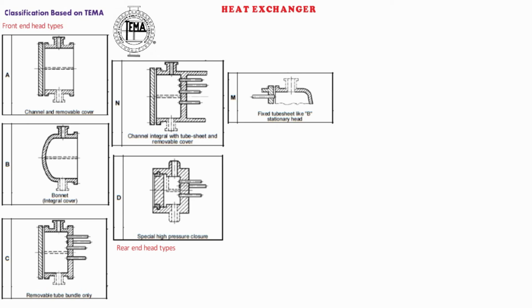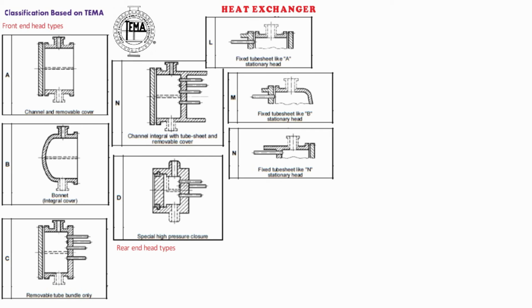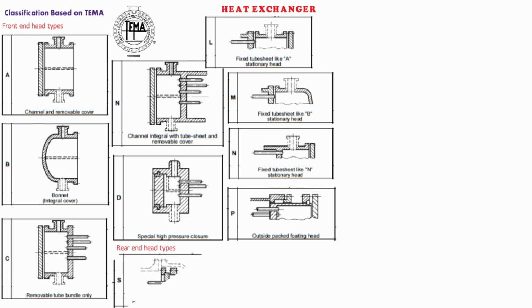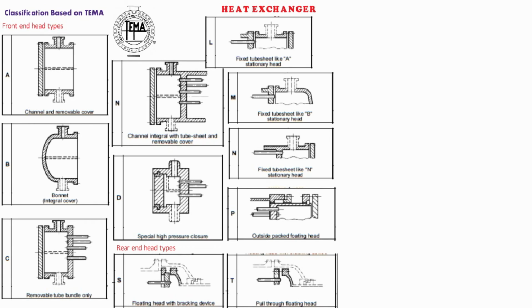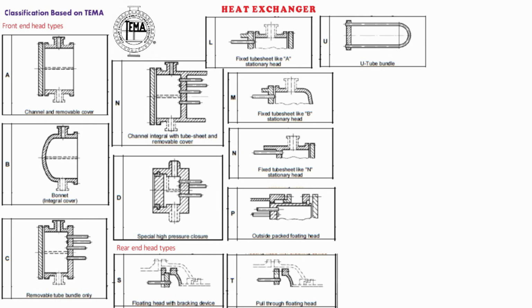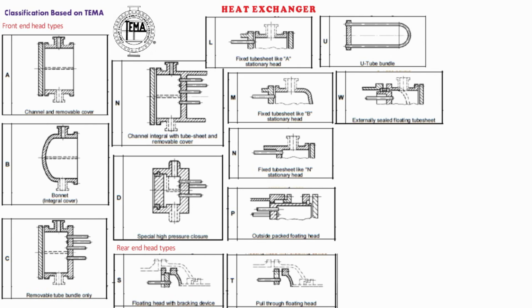Fixed tube sheet like A stationary head, M. Fixed tube sheet like B stationary head, N. Fixed tube sheet like N stationary head, P. Outside packed floating head, S. Floating head with backing device, T. Pull through floating head, U. U-tube bundle, and W. Externally sealed floating tube sheet.